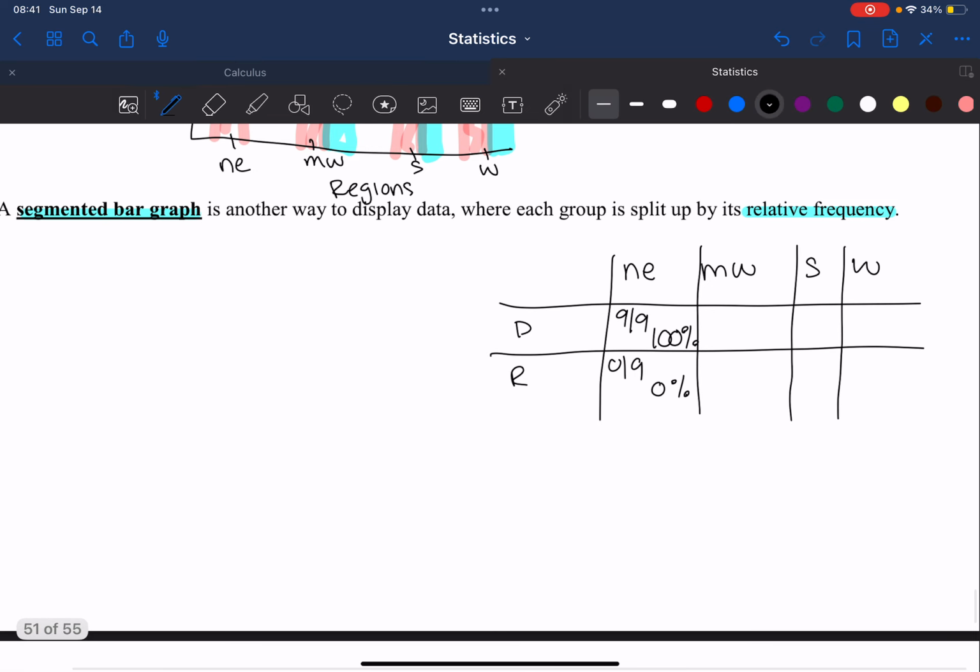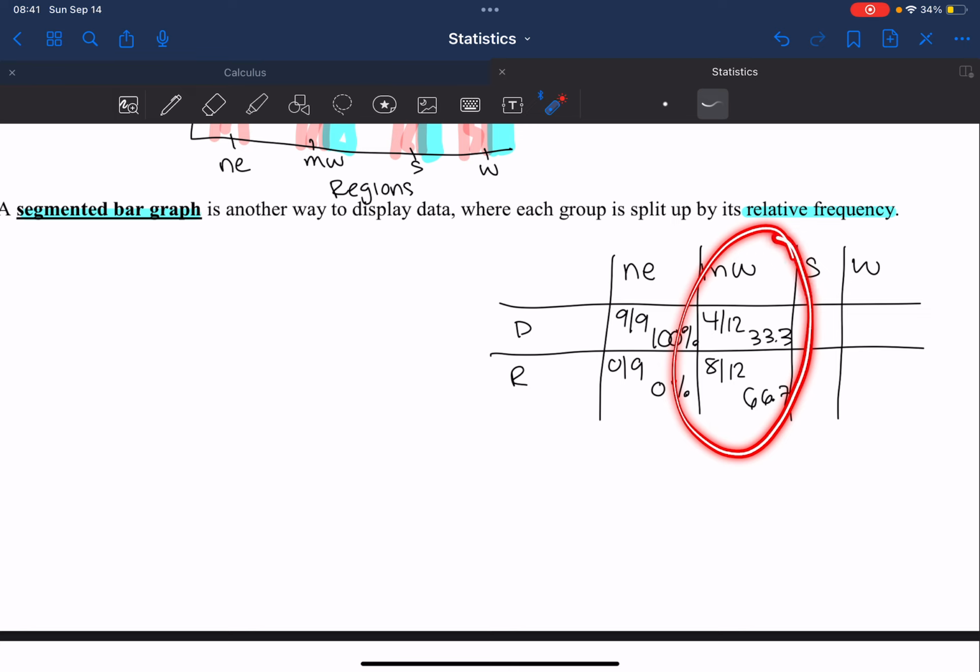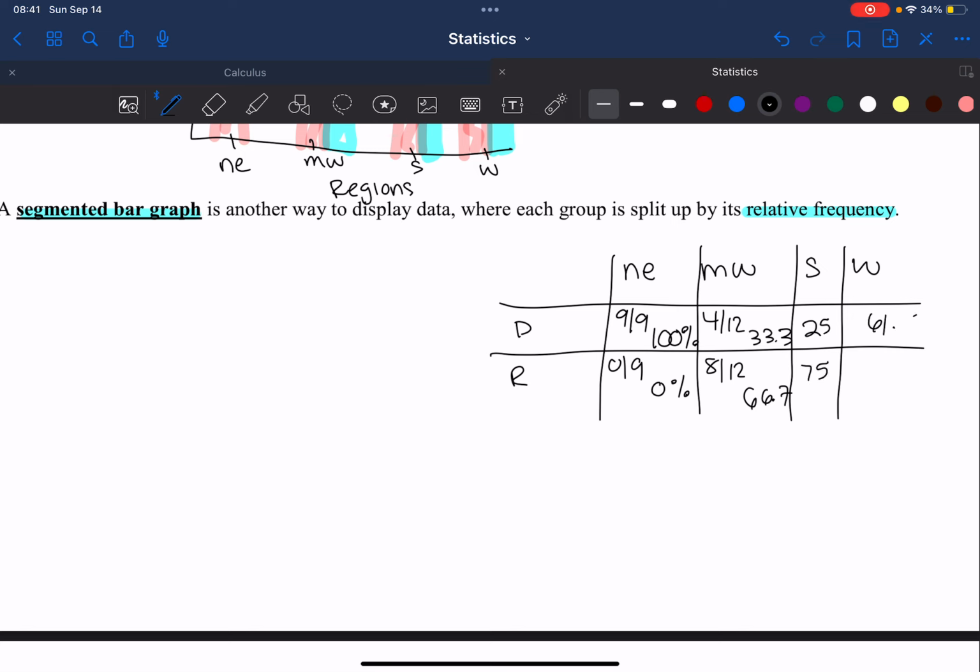So writing those, I would have 4 out of 12 and 8 out of 12, which would give me 33.3% and 66.7%. And again, notice how I can add this column up and I get 100%. So doing the same thing for South and West, I get 25% and 75% and 61.5% and 38.5%.